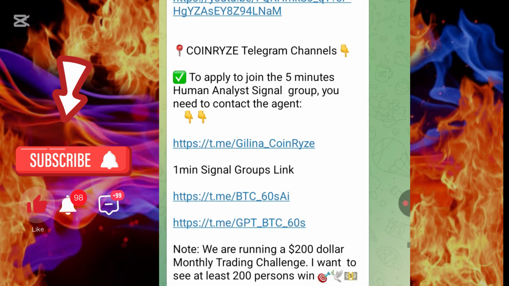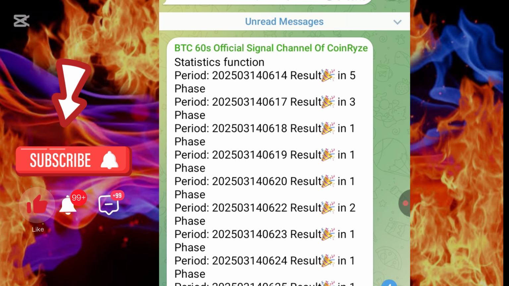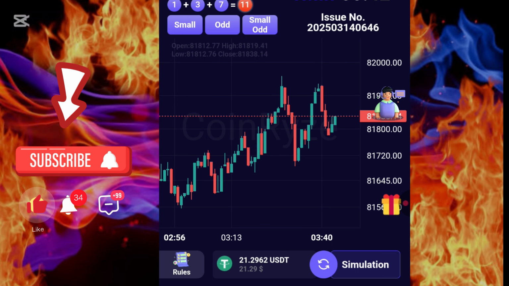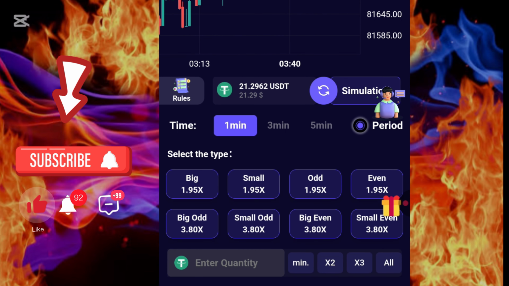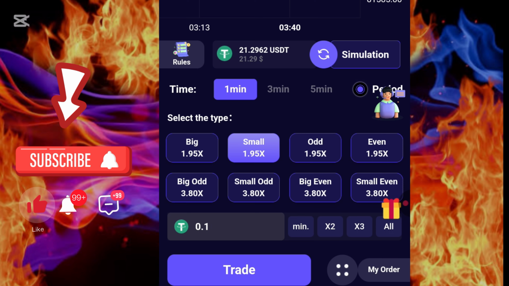So let's see if possibly we can actually go with another signal. So let's just come here and tap on this. So let's see 46 small. Let's tap on this. So let's just see, let's trade 46 small. Remember it's 0.1 that we're using, right? So let's tap on trade.